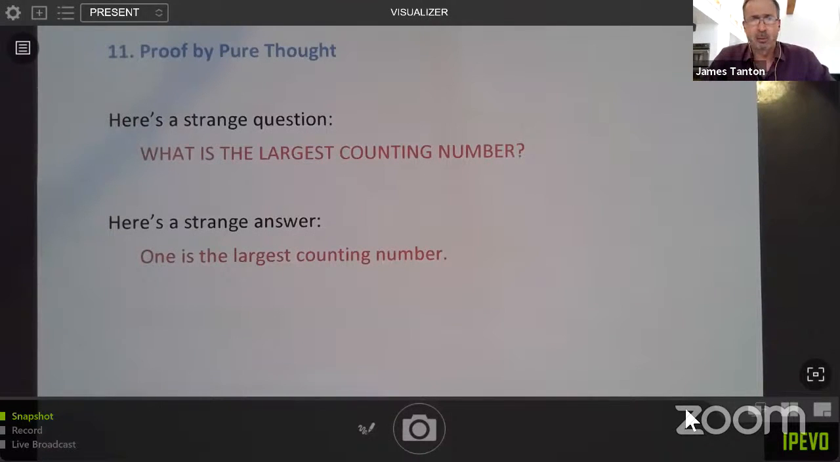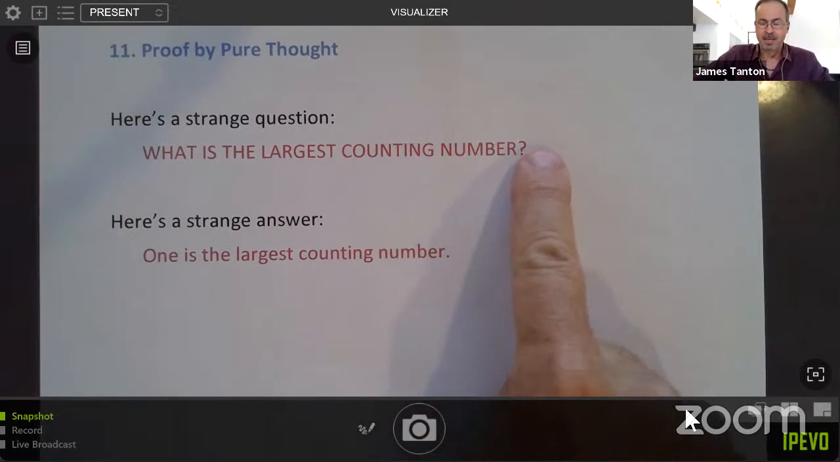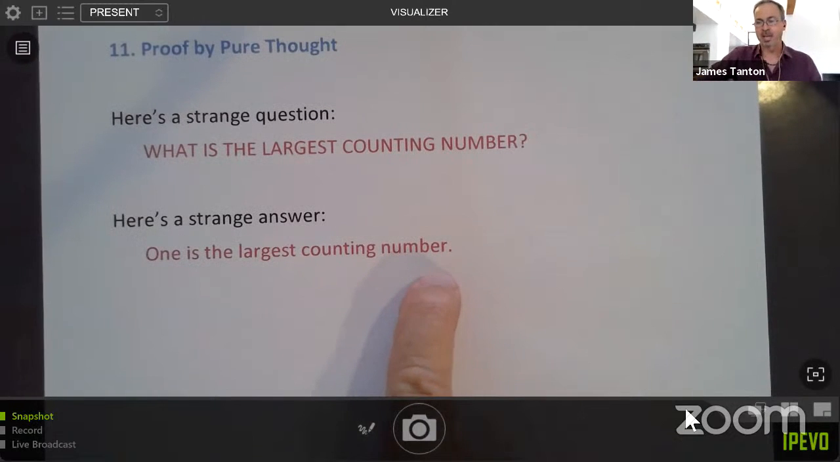What is the largest counting number? And here's my strange answer to that question. 1 is the largest counting number. So I'm going to prove to you that the answer to this question here is 1. The number 1 is the largest counting number.